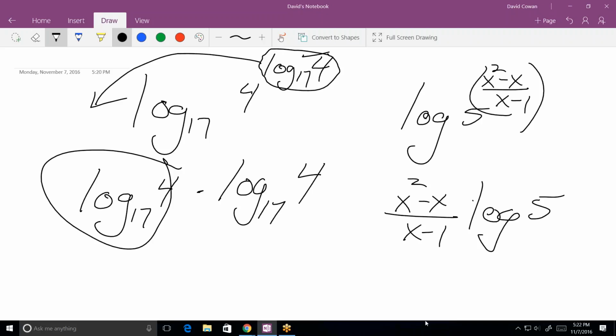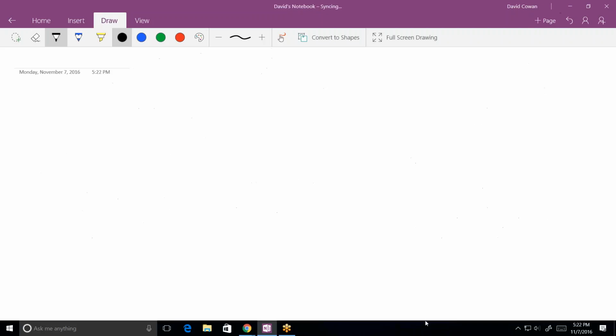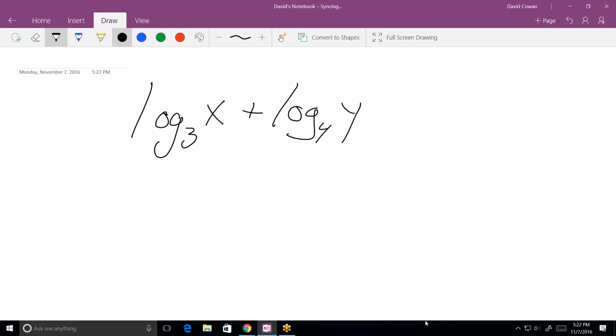The bases have to be the same. In other words, these rules that I laid out don't work if I have the log base 3 of x plus the log base 4 of y. I cannot combine those two. That is not equal to the log of x times y. You can only do those three operations if your bases are the same.